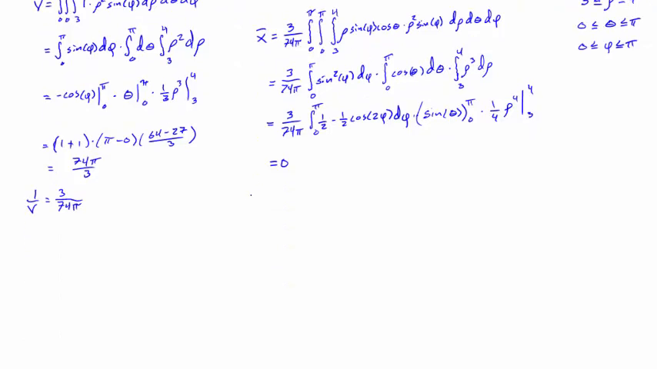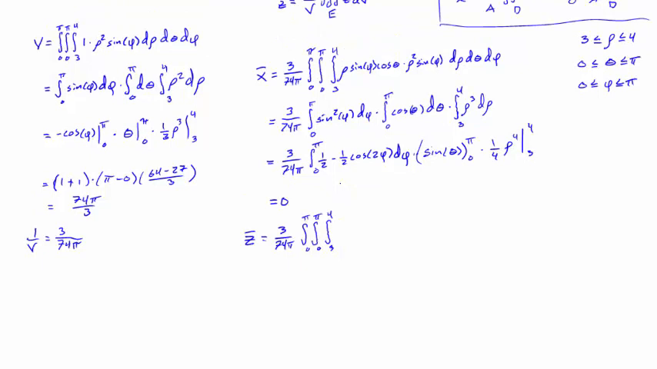So the average z value, this is 3 over 74 pi times the integral from 0 to pi in the phi direction, from 0 to pi in the theta direction, from 3 to 4 in the rho direction, and if we're doing z in here, that's going to be rho cosine of phi times rho squared sine of phi, d rho, d theta, d phi.